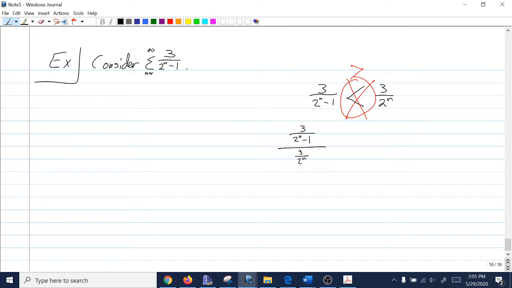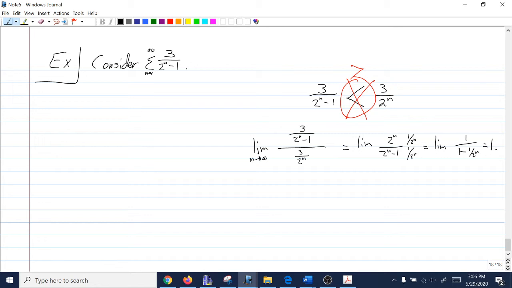When I say that 3 over 2 to the n is about the same size as 3 over 2 to the n minus 1, what I'm really saying is that their ratio is about 1. What is this limit as n goes to infinity? The 3's cancel. I get 2 to the n over 2 to the n minus 1. This limit, if I do the trick where you multiply the top and bottom by the largest function on bottom, is the limit of 1 over 1 minus 1 over 2 to the n. It's 1 over 1 minus 0, which is 1.